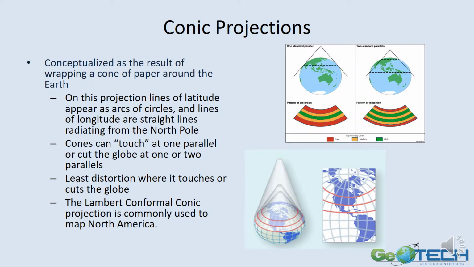The Lambert conformal conic projection is commonly used to map North America, and if you look at the illustration on the right, it does give you the shape that you often see.